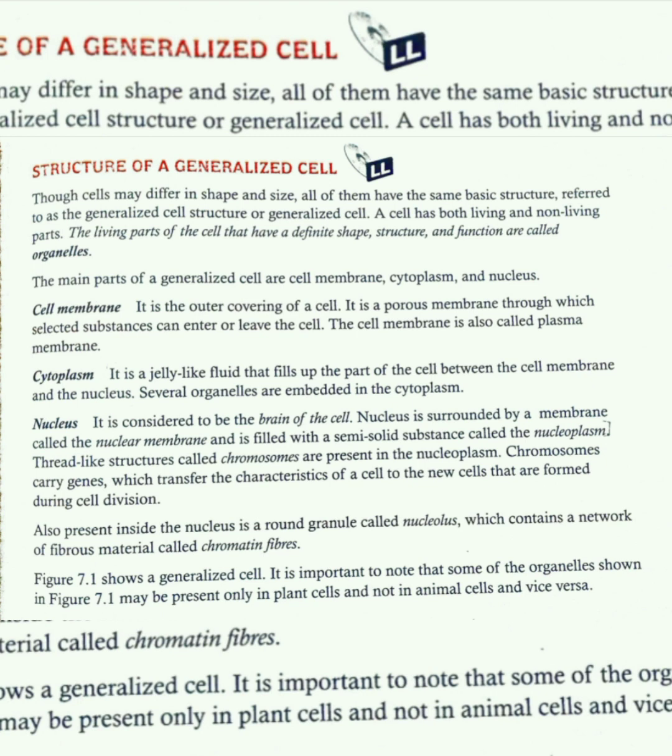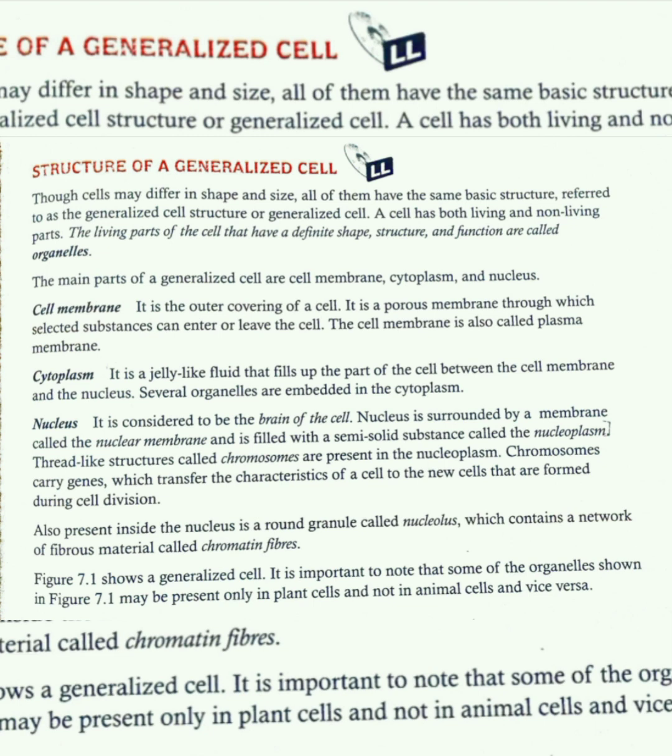Just like when we filter out the tea, it is going to allow the liquid part into the cup, whereas the tea leaves are going to remain in the strainer. In the same way, this cell membrane allows the entry of some of the substances and restricts the entry of other substances. So it is known as selectively permeable. This cell membrane is also known as the plasma membrane.